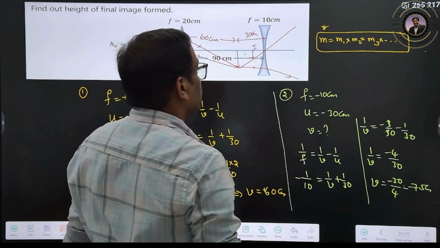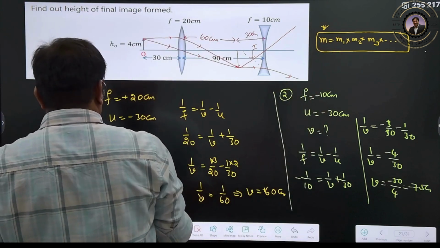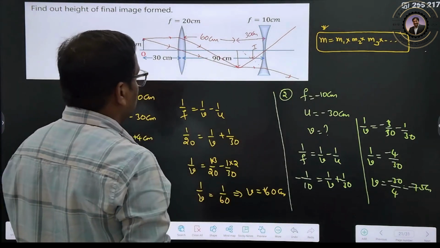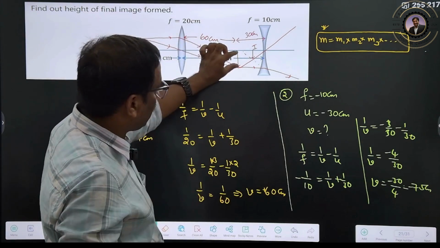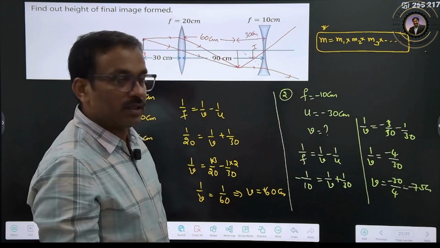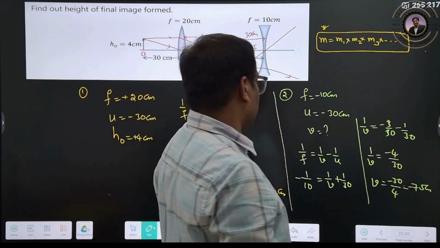So for this one you can use this formula. Sir, I don't want to use this formula, I don't know this one now. Then what you have to do is separately first calculate this height, and from here to here calculate this height, that's all, and you can get your answer. But better try to practice use of that formula also, right?